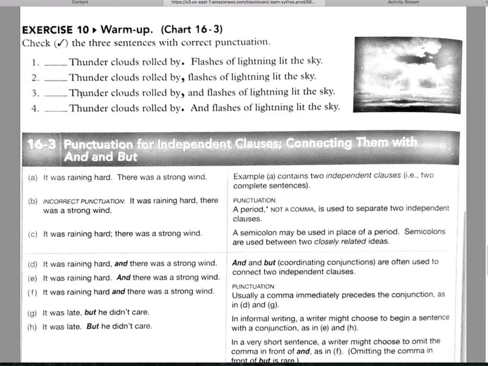Number 3, thunderclouds rolled by, comma, and flashes of lightning lit the sky. Here we're using the conjunction and. So the comma is correct. So number 3 is correct.